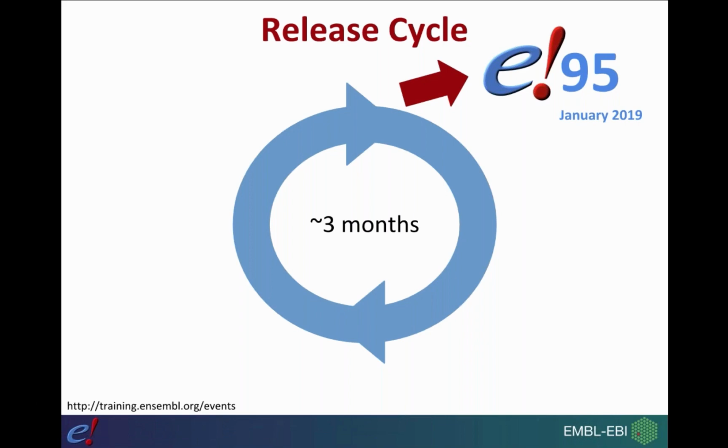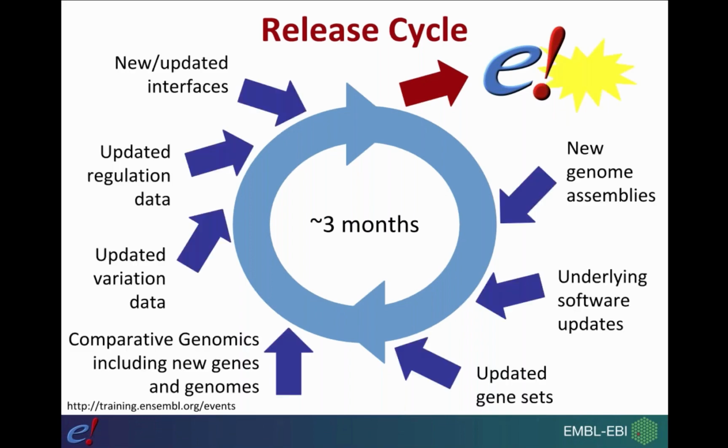So the work behind the scenes that has happened is this. We added new genomes and new genome assemblies. We made software updates. We updated our gene sets with the new genomes and the new genes. We ran our comparative genomics pipelines, we updated variation data, and finally, we also included a new interface. And then we put out a new release, and this is why you are here today. So at the beginning of April, we have released Ensembl 96.